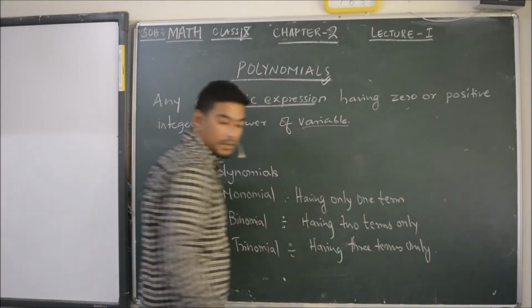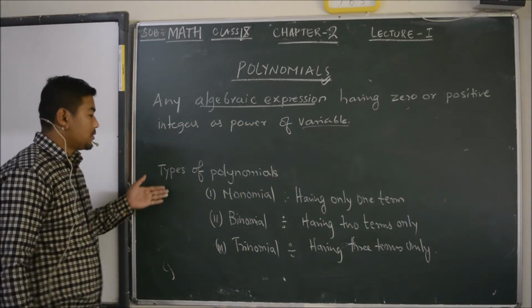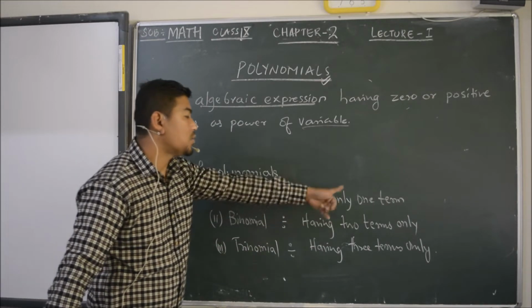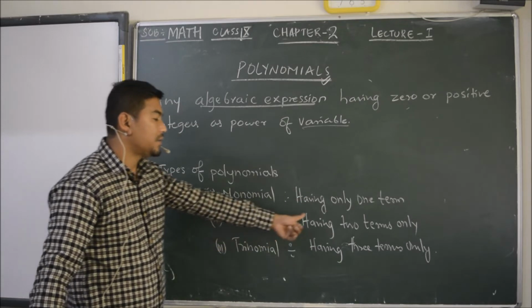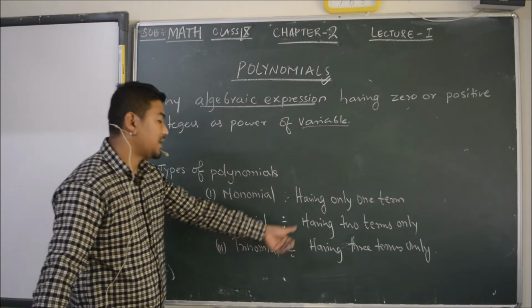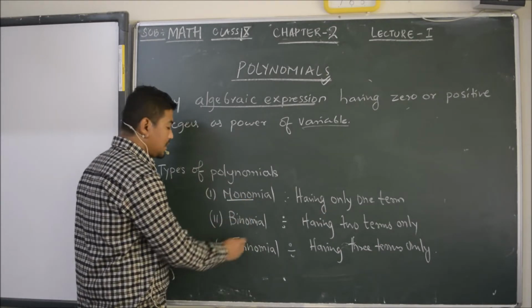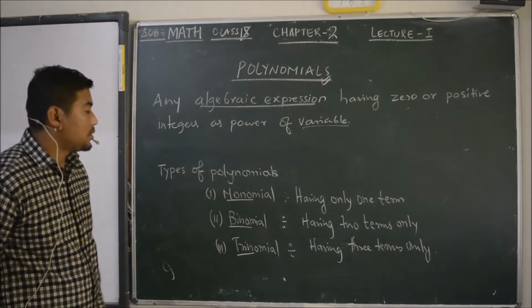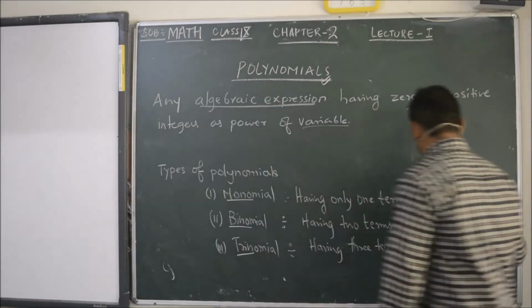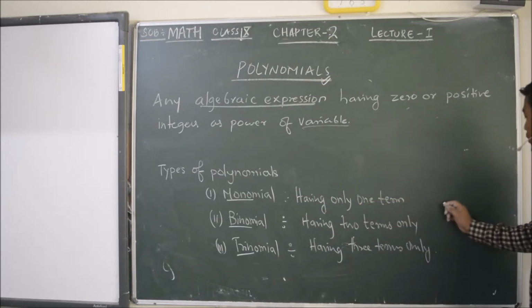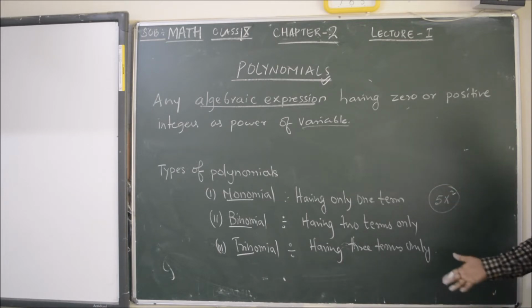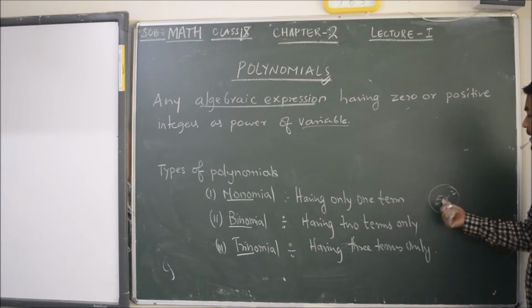Now let's come to different types of polynomials. I have written the three different types. First one is monomials, having only one term; binomials, having two terms; and trinomials, having three terms. Here mono means one term, bi means two terms, and tri means three terms. If I take monomials, you can see this one, 5x square. How many terms are here? Only one term. So 5 multiplied with x square.